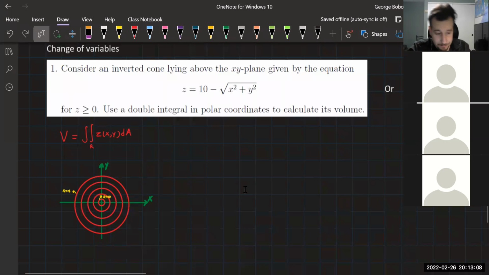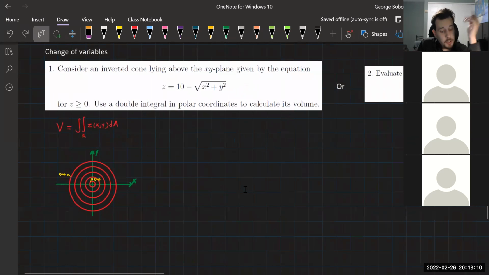So let's roll. Inverted cone. I don't really need to draw the cone right now because they've given me the equation and they're asking me for the volume of this. So it says use a double integral in polar coordinates to calculate its volume.